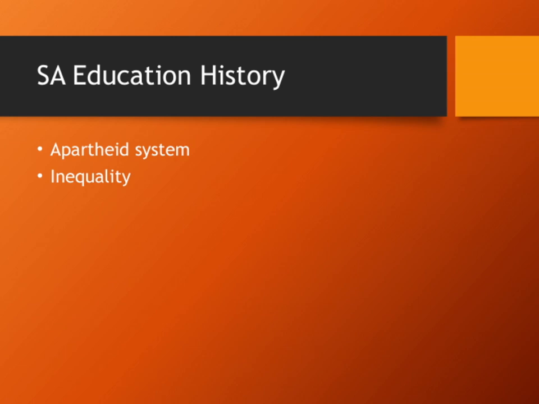Speaking of education, South Africa's education history is a reflection of this inequality. Under apartheid, education was deliberately designed to serve the interests of the minority, resulting in vastly unequal standards and access. Non-white students faced underfunded schools, inferior resources, and limited opportunities for advancement. This legacy of inequality in education has long-lasting effects, contributing to ongoing disparities in economic and social opportunities today.